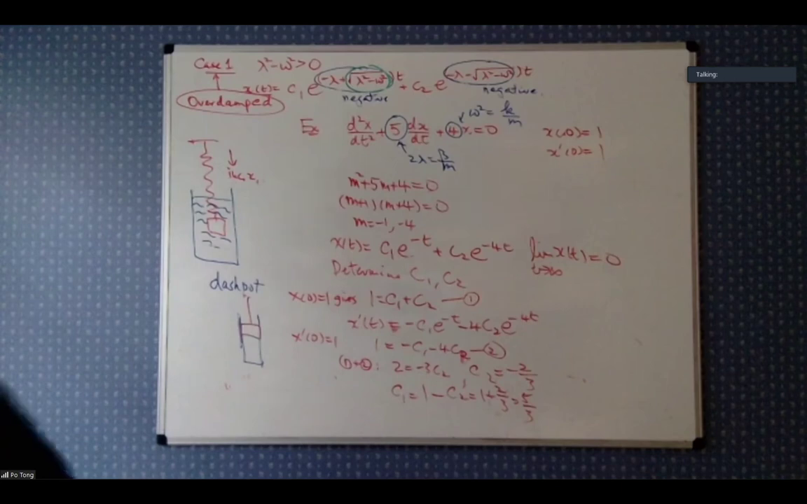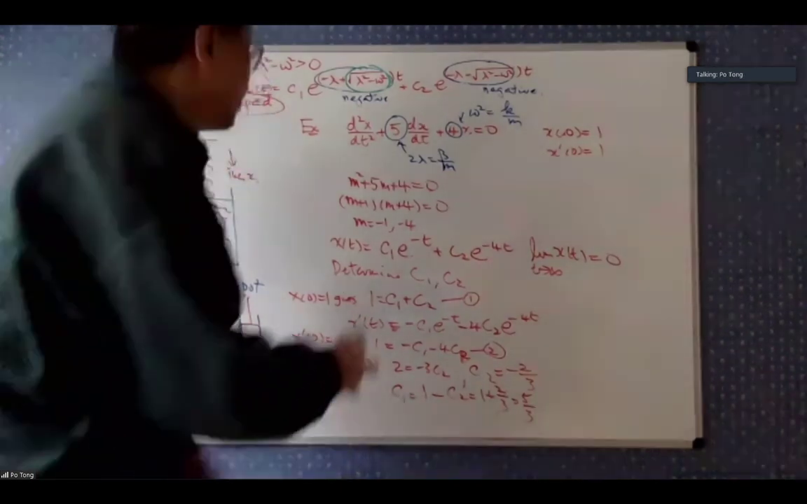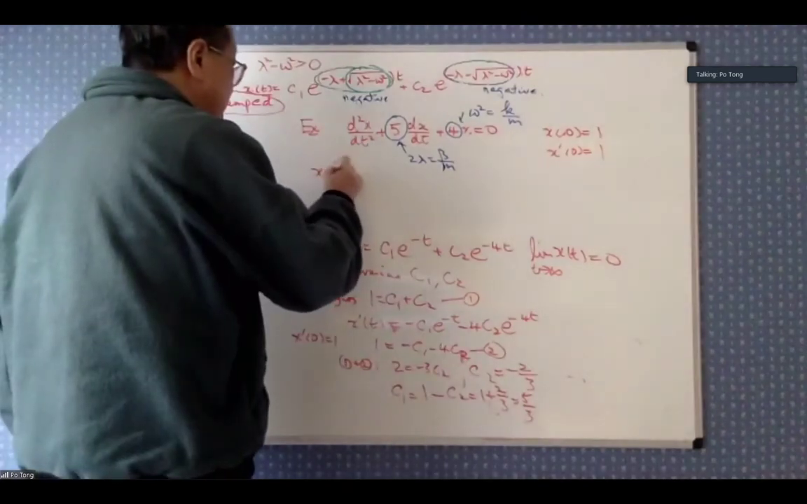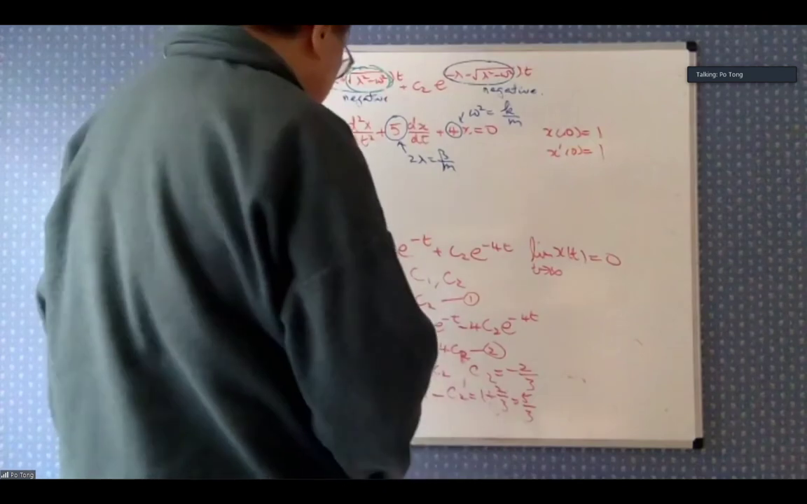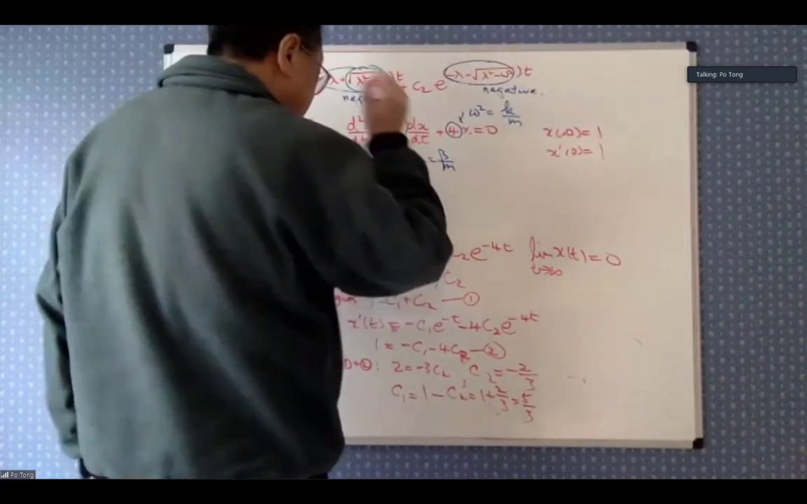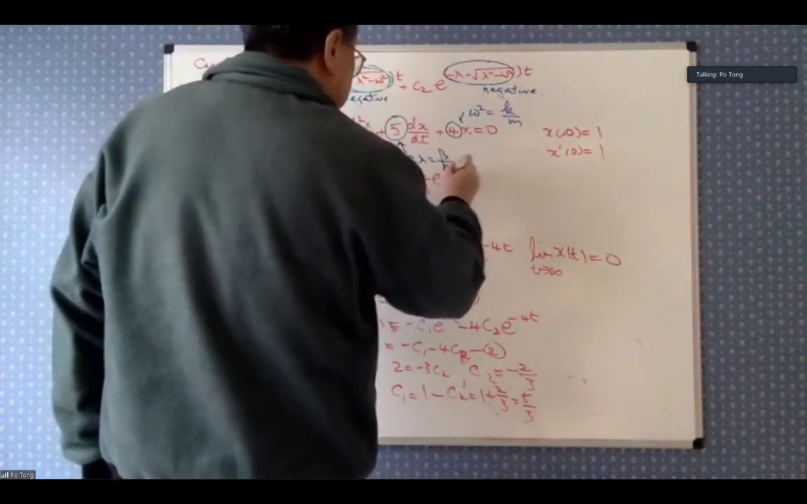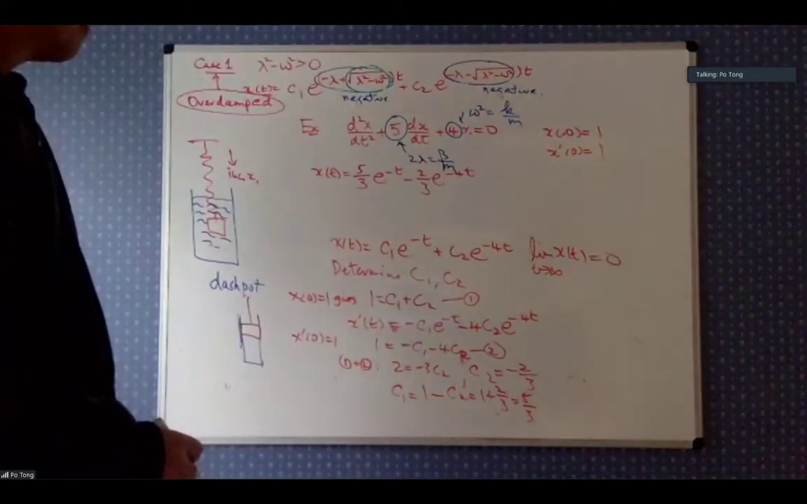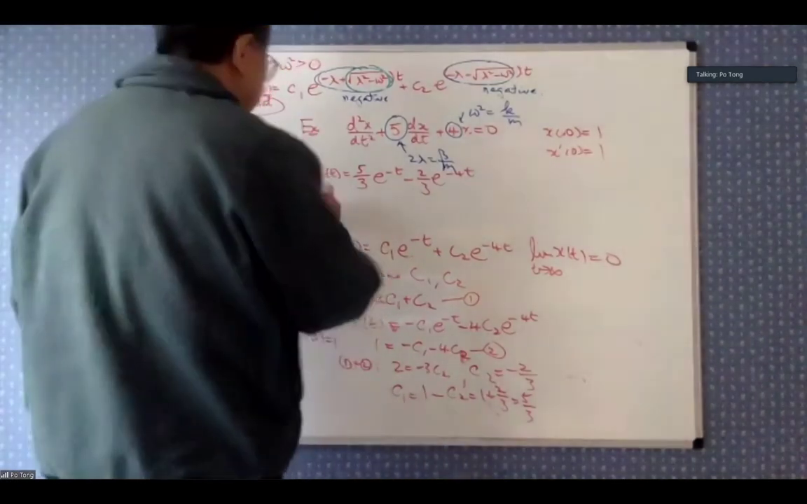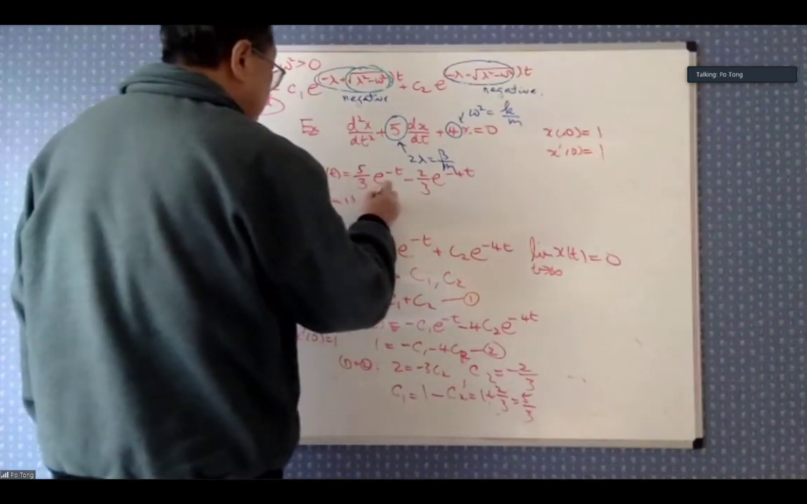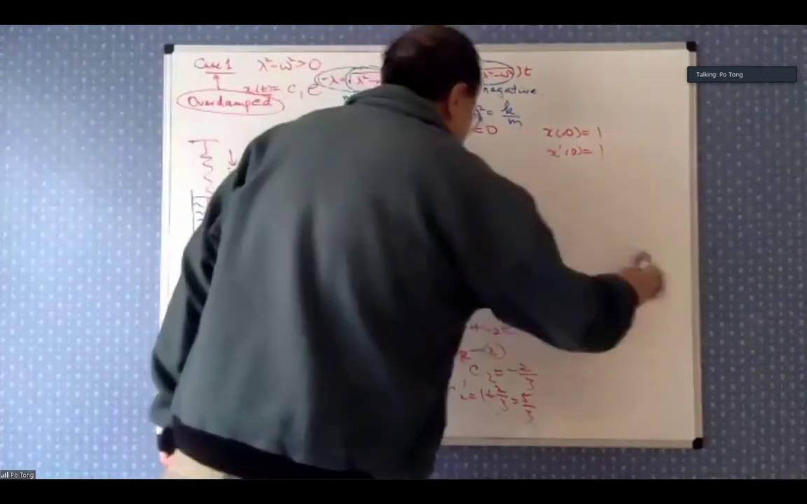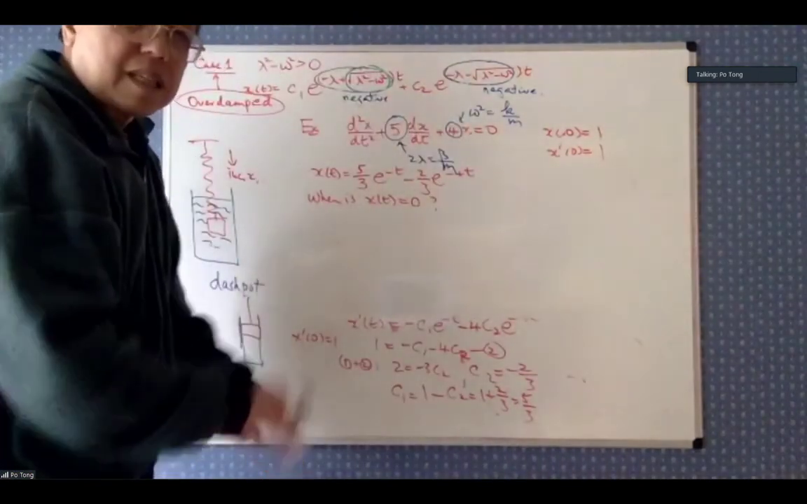So my x(t) is actually equal to, let me know if I make a mistake, I'm not looking at the notes of the book, 5 over 3 e to the power minus t minus 2 over 3 e to the power minus 4t. Then I'm going to try to figure out when is x(t) equal to 0. Let's try to figure it out. How to do that? Oh, I'm sorry, I erased it. Can I erase? No, wait.